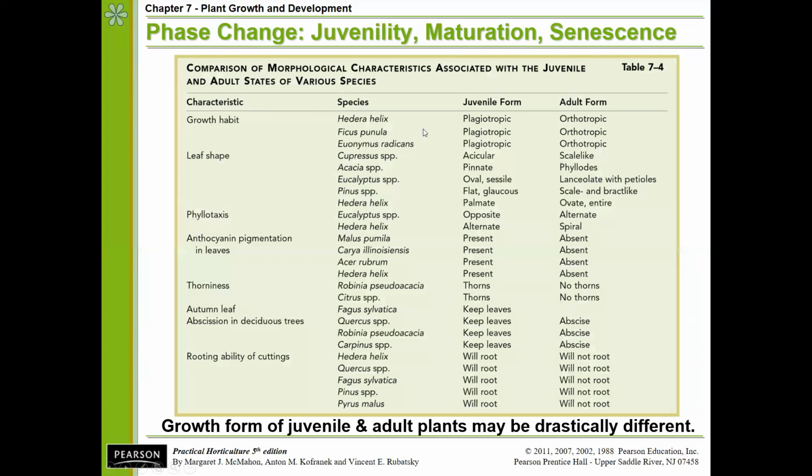So, for instance, Hedera helix, English ivy, is going to grow in its juvenile form spreading around on the ground. Then when it reaches maturity, it's going to grow up.